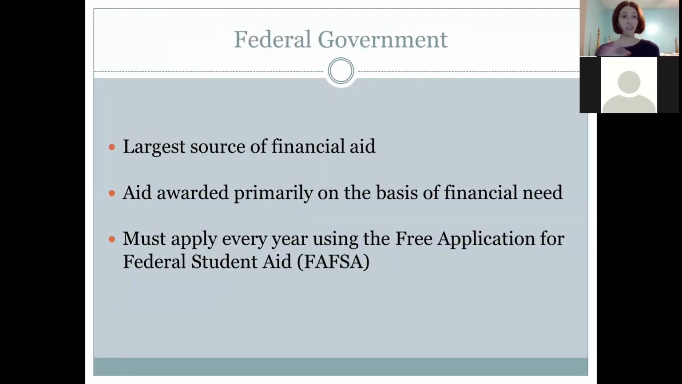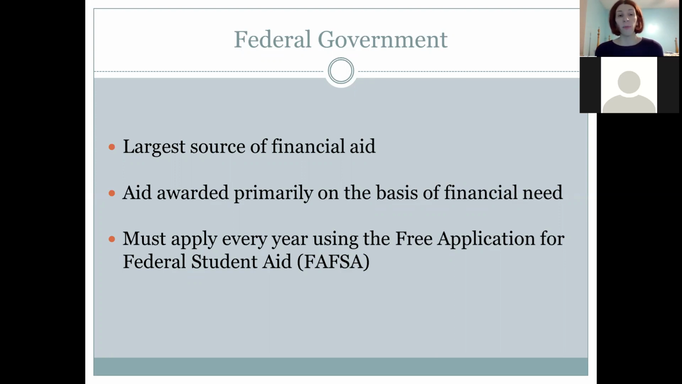Government, as I stated, is the largest source of federal aid, awarded primarily on the basis of financial need. And all of this is derived from the FAFSA form. So in order to be considered for any of the federal and state funding, you do have to complete the FAFSA form. It is an annual process. You do have to apply every year. The good news with the FAFSA is that years 2 through 4 are a lot easier because it's a renewal FAFSA. So a lot of that basic information you had to put in is already there. You just have to update taxes and the asset questions.